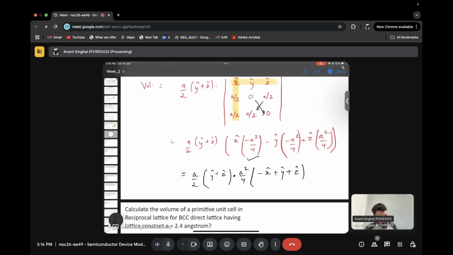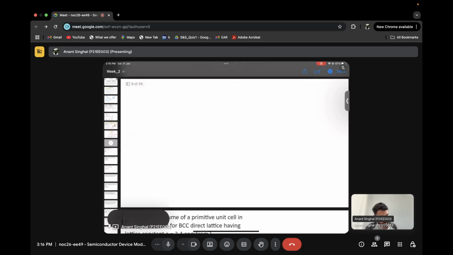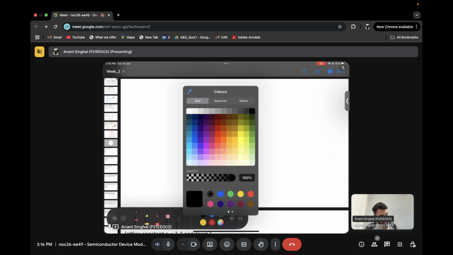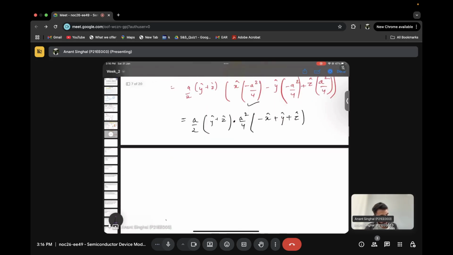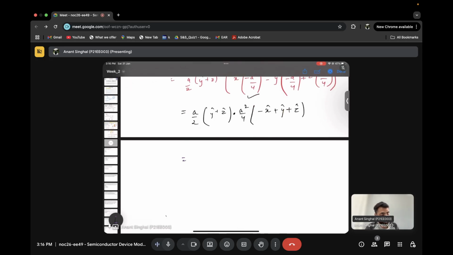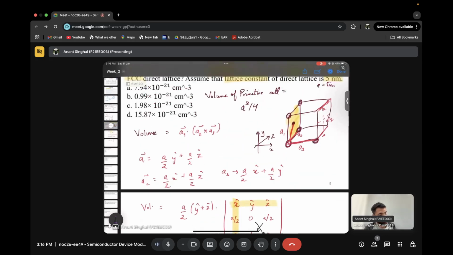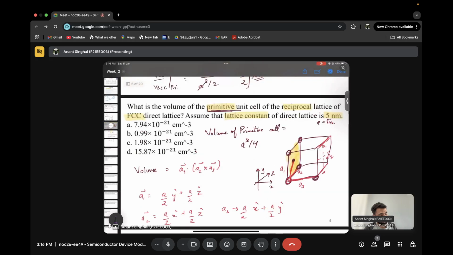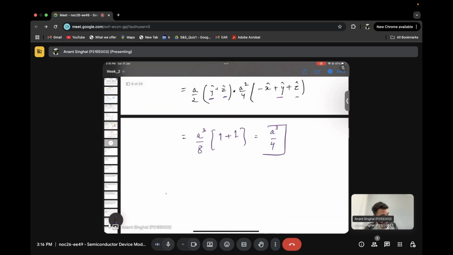Now what do we need to do? We need to do the dot product of these two, right? So let's do that. We know that any perpendicular dot product is 0, right? So y will only be done by y and z will only be done by z. If I take all the scalar quantities out, this will be a cube by 8. For y it is 1, plus for z it is 1 again. So this is how we have come to a cube by 4. That is what we calculated there also, right? This is another way, and this is actually the volume of the direct lattice.